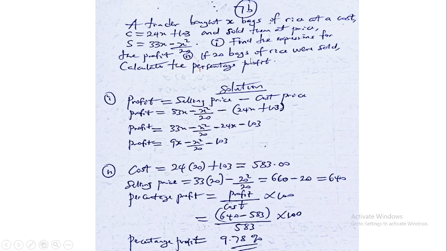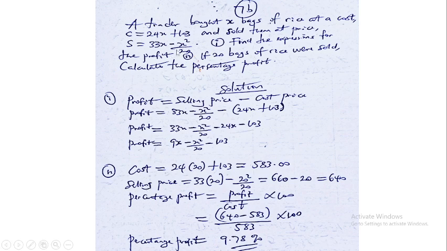And if 20 bags were sold, we can also know the selling price of the 20 bags by putting our x here and simplifying. That will give us the selling price. By so doing, you can get the percentage profit by calculating the profit first, then putting it in percentage. The cost will be 24 into 20 bags of rice plus 103, and that will give us 583 as the cost price.